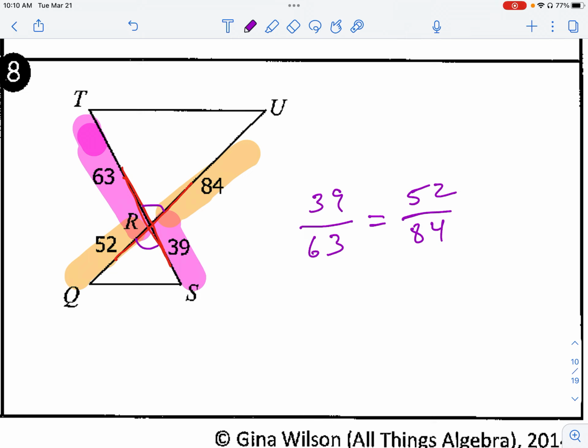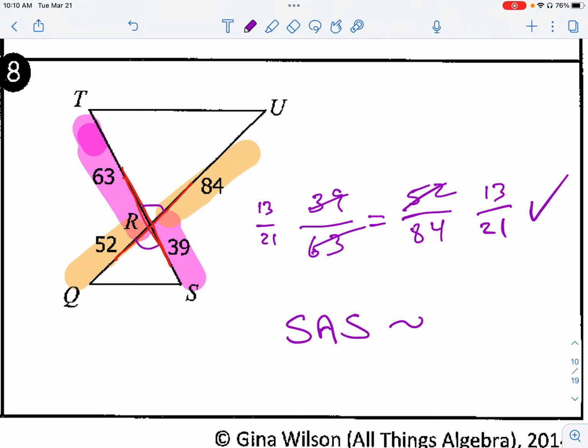All right, so 39 is 3 times 13. 63 divided by 3 is 21. So we got 13 over 21. Well, 52, you can put it in your calculator, but I can already tell you it's 4 times 13. So we divide 84 by 4, which will give us 21. That's good. So we got side angle side similarity.